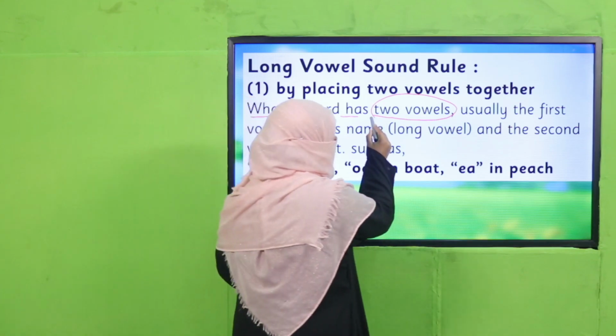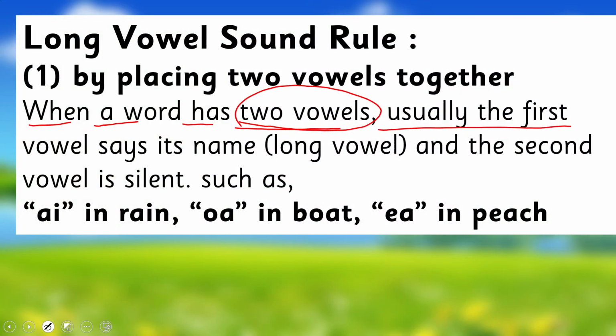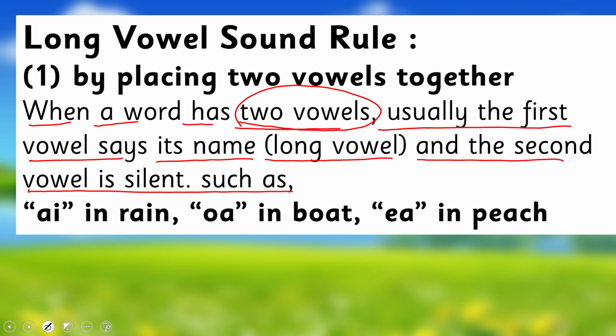Okay. So when two vowels appear together, usually the first vowel says its name, that is long sound, and the second vowel is silent. Now look at these words. This is a word and you find there are two vowels that are coming together. So what rule are we going to apply? The first vowel will say its name and the second will remain silent. So what is the first vowel? That's A. So how are we going to say this word? Rain.